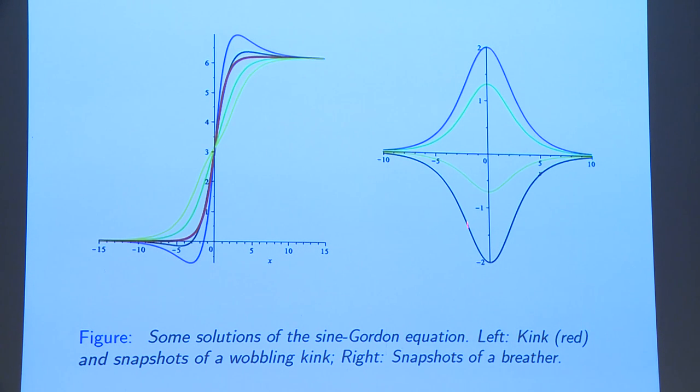And here I have a breather. These are snapshots of a breather. The breather oscillates around zero, for Klein-Gordon it oscillates around zero. So zero happens to be sort of stable.